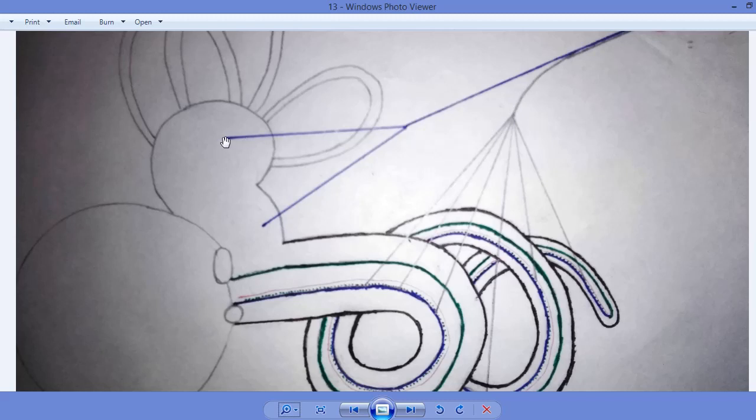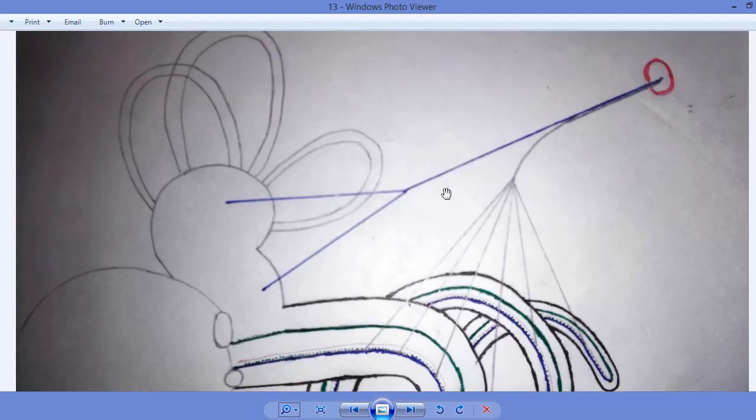The vestibular nerve also arises from the vestibular apparatus. This is the vestibular nerve. The vestibular nerve combines with the cochlear nerve to make the vestibulocochlear nerve. This is a very important nerve. This vestibulocochlear nerve goes through the internal acoustic meatus into the brain.